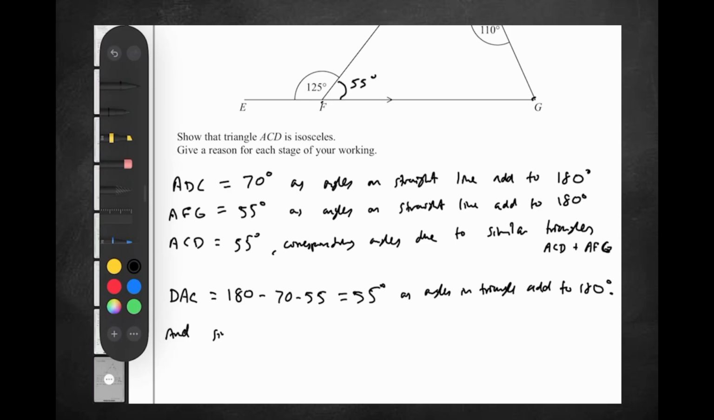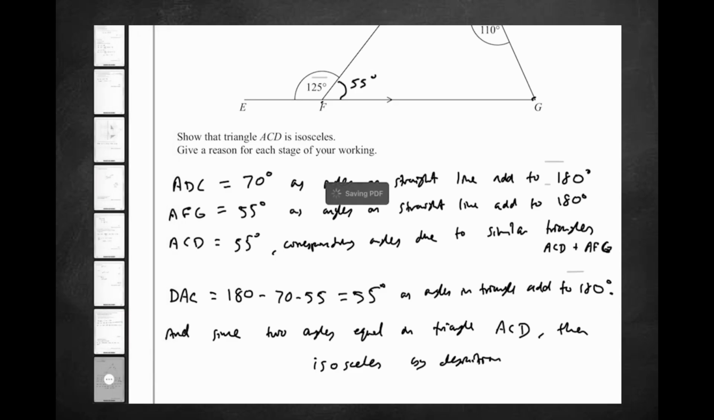And since two angles are equal in triangle ACD, then it is isosceles. Isosceles. Definitely can't spell isosceles today. By definition. There we go.